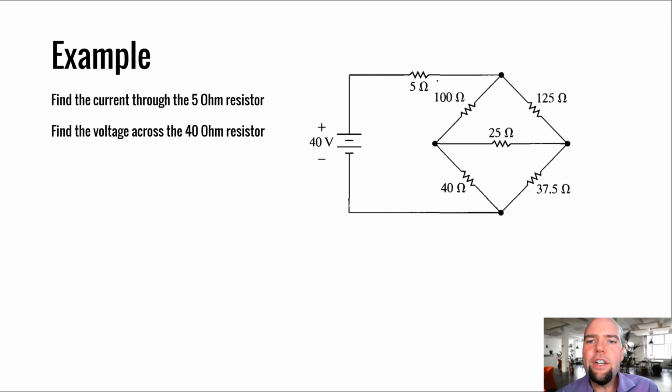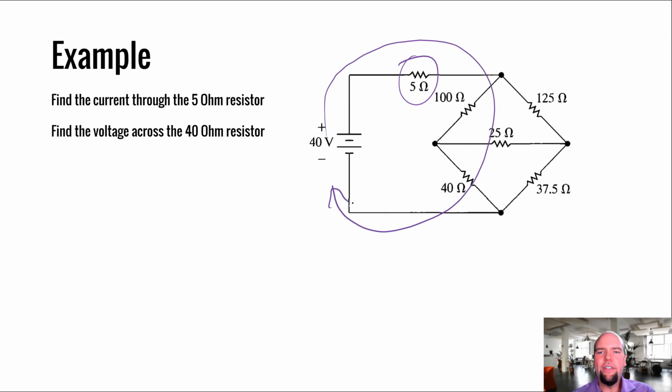So finding the current through the 5 ohm resistor is fairly straightforward. That's going to be the current through this whole mess. So if I want to find the current through the 5 ohm, that's the same as the current through the 40 volt supply. I'm just going to have to find the equivalent resistance of this entire circuit here. So I'm going to have to start to take apart this Wheatstone bridge looking shape over here.